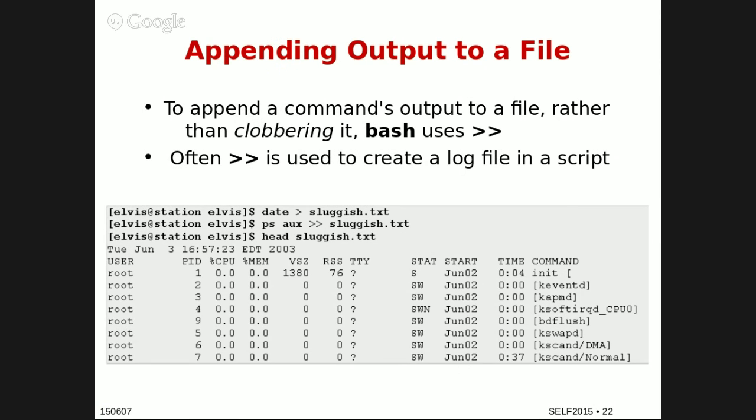Another neat thing you can do with redirecting output is append to an existing file. Now this will actually create a new file or append to an existing file. It's great to use two greater than symbols when you want to do things like create a log of activity in your script. I use this quite a bit.